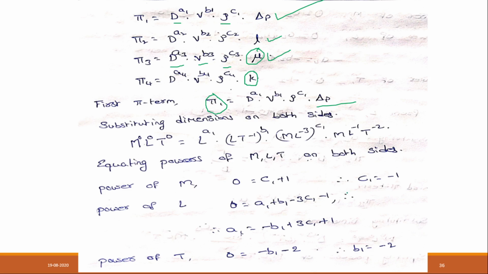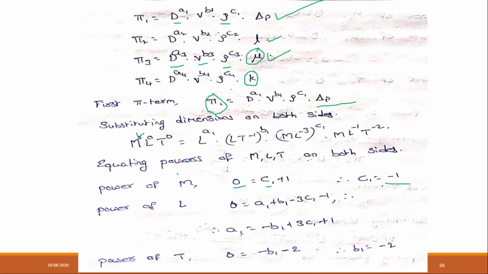Now next step what we have to do? We have to equate the powers of M, L, T on both sides. First of all, power of M. How much value here it is there? 0. That is equal to, now where we are having M value, here it is there, M power c1, that is c1 plus, and here one more M it is there, here on power nothing is there, so c1 plus 1. So therefore c1 is equal to minus 1.